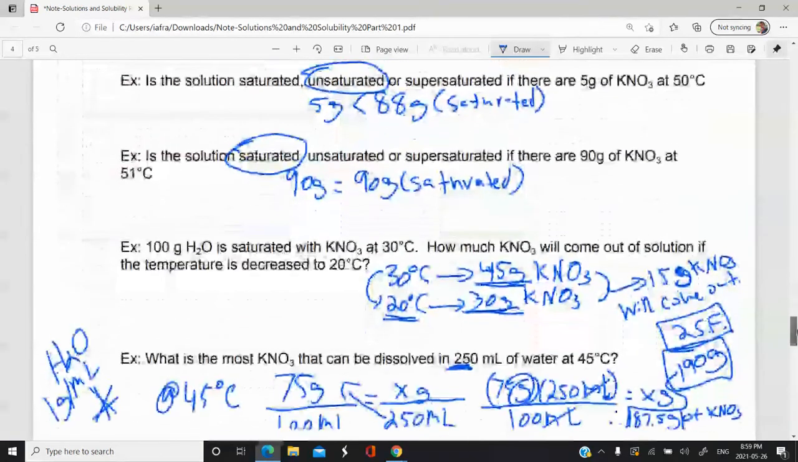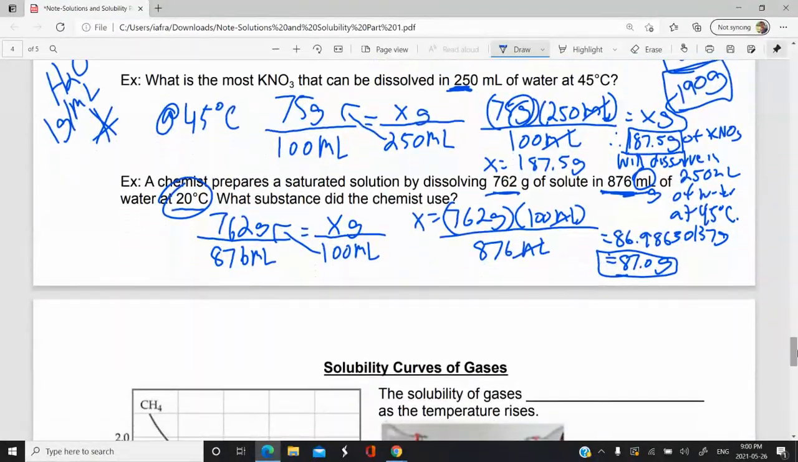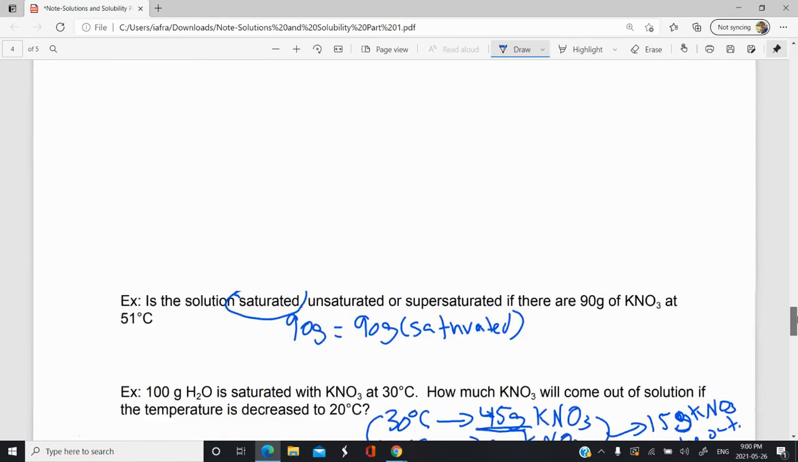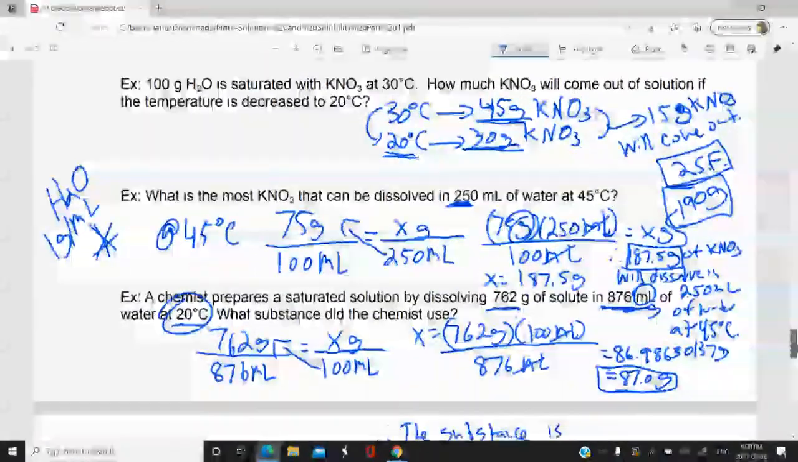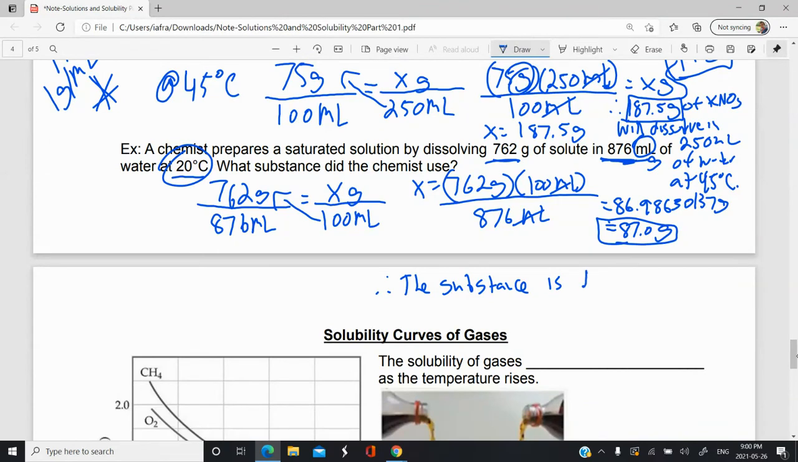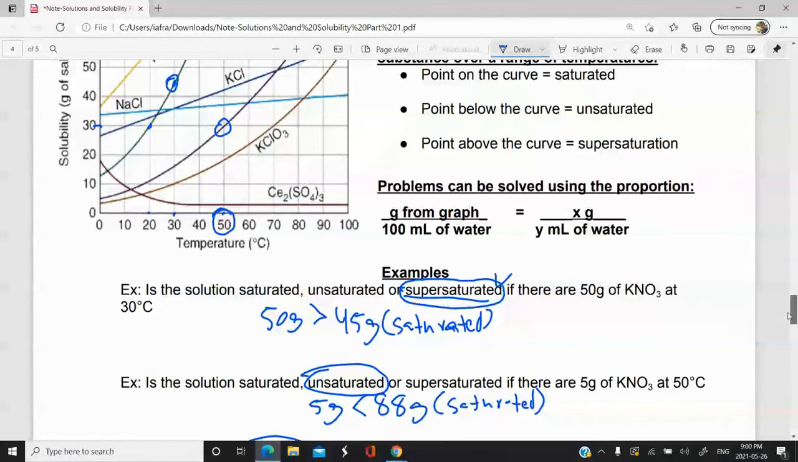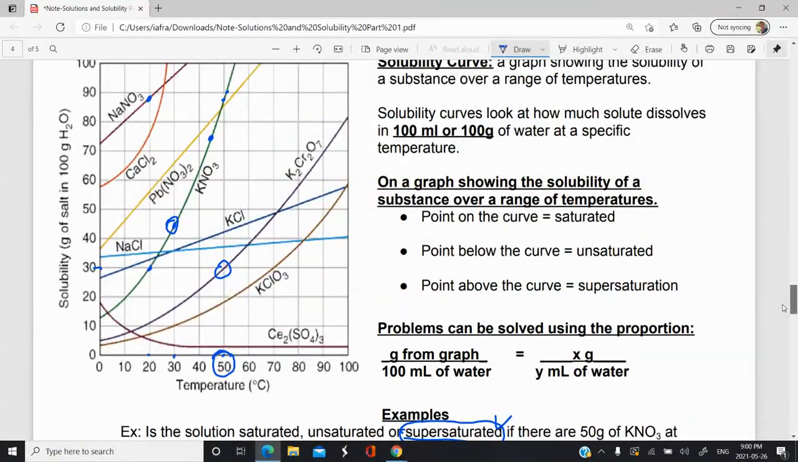So it looks like therefore the substance is, as we mash up there, NaNO3, sodium nitrate. So you can solve a variety of problems using solubility curves, using proportions. You need to understand how to find the different temperatures and different substances that can dissolve in there.